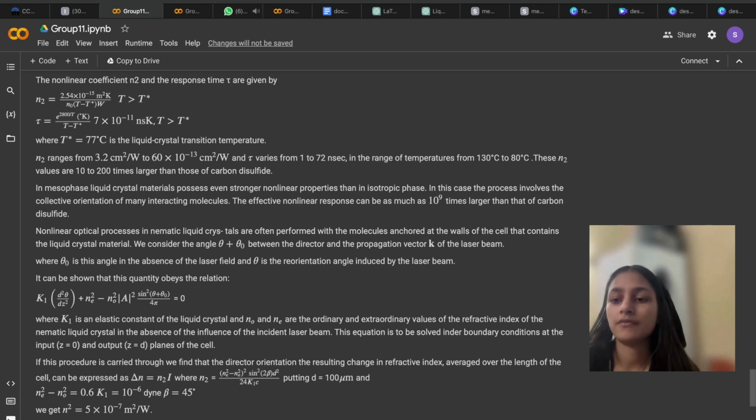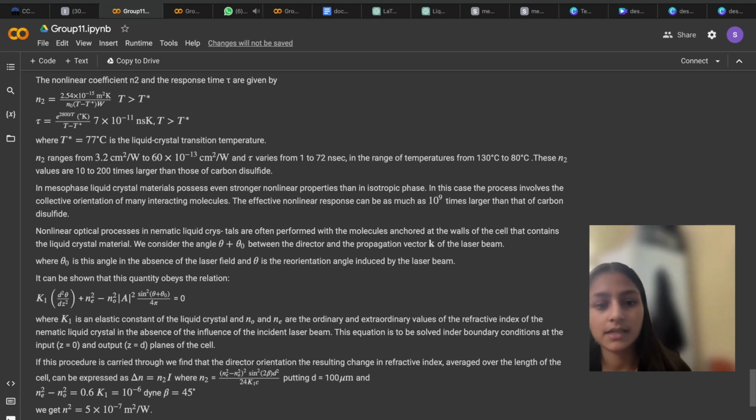Ko and Sheen have taken this analytical procedure a step further and discovered that the director orientation typically takes a specific form. Moreover, this analysis has provided a means to calculate the change in refractive index averaged over the length of the cell.